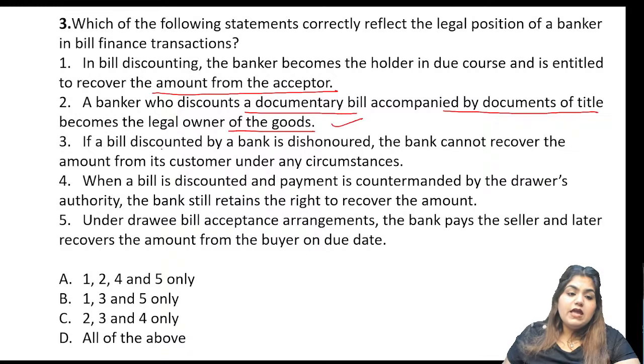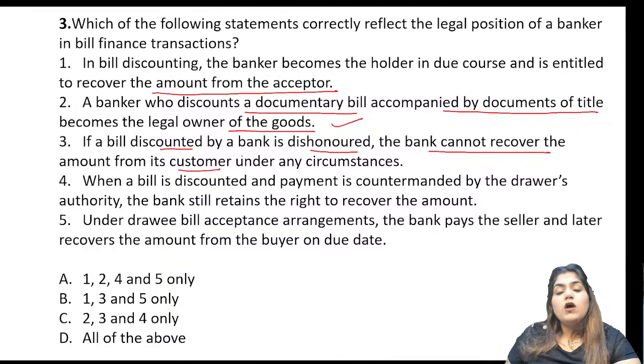Yes. If a bill discounted by the bank is dishonored, the bank cannot recover the amount from its customer. It can. There is no hardcore rule that you will first sue the buyer and then the seller. You can sue the seller as well. You can recover the amount from your own customer.